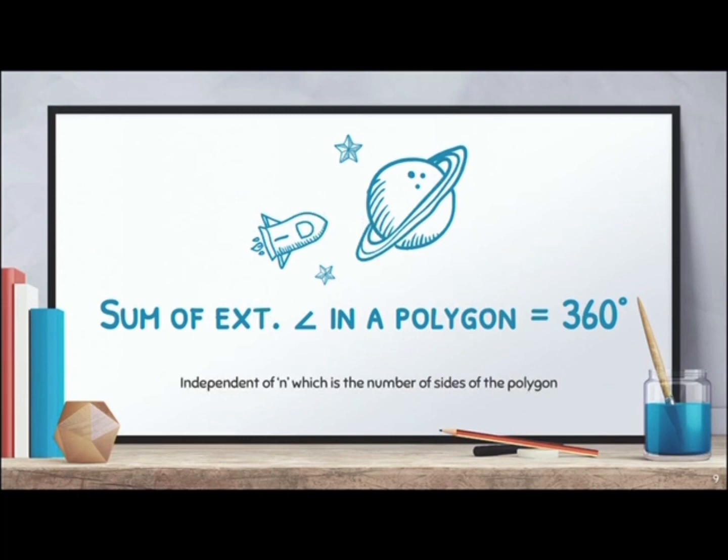Now that we know what an exterior angle in a polygon is, we can look at some useful results to solve some problems. Now, one of these results is that the sum of all the exterior angles of a polygon equals 360 degrees. And this rule is independent of the number of sides of the polygon. Now, why is this so?